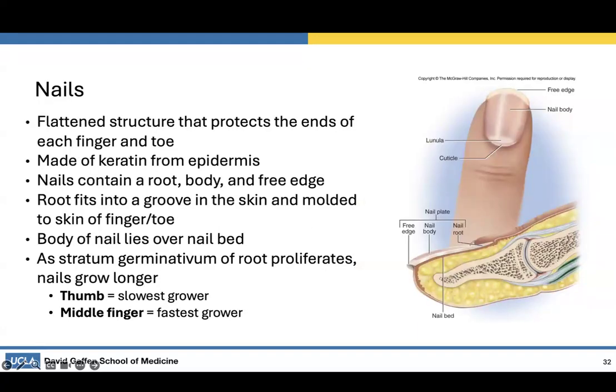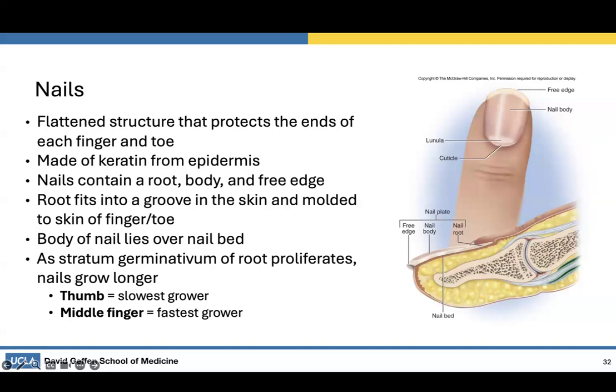The next accessory structure is nails. Nails protect the tips of fingers and toes and are comprised of hardened keratin from the epidermis. Nails contain a root, a body, and a free edge. The root fits into the groove of the skin known as the cuticle and is closely molded to the skin of the finger or toe, with the nail fold overlying the root.